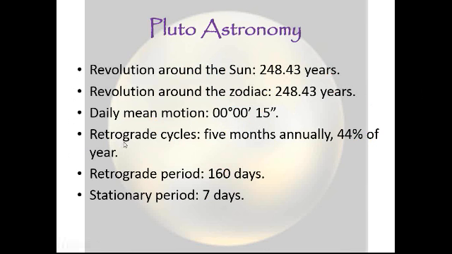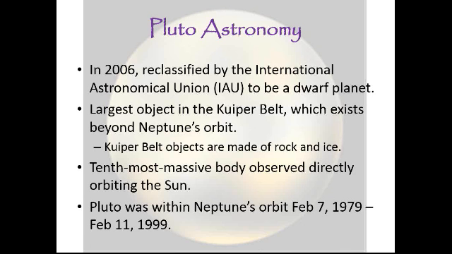Pluto's annual retrograde cycle is 5 months. Pluto is retrograde 44% of the year. That 5 months is actually 160 days. And when Pluto slows down to turn retrograde, as it is right now, and when it slows down to turn direct again, it will appear to stand still in the sky for 7 days. It stands still a week when it's turning retrograde, and a week when it's getting ready to go direct again.